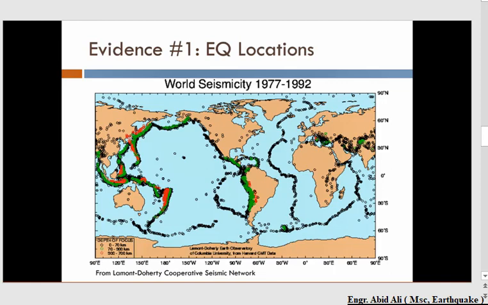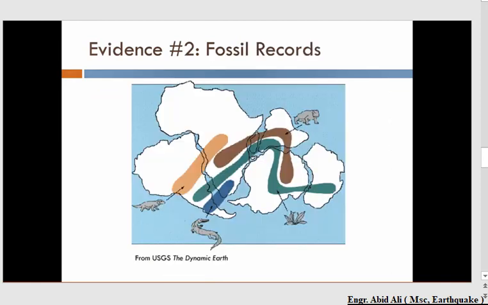So with these boundary lines, scientists began to say, wow, maybe this plate tectonic theory isn't that bad, and those locations where the earthquakes are occurring, maybe those are the plate boundaries. So this was the first evidence that we started to see. Another evidence that indicated that the continents were together at one point and weren't always separated was the evidence of fossil records.